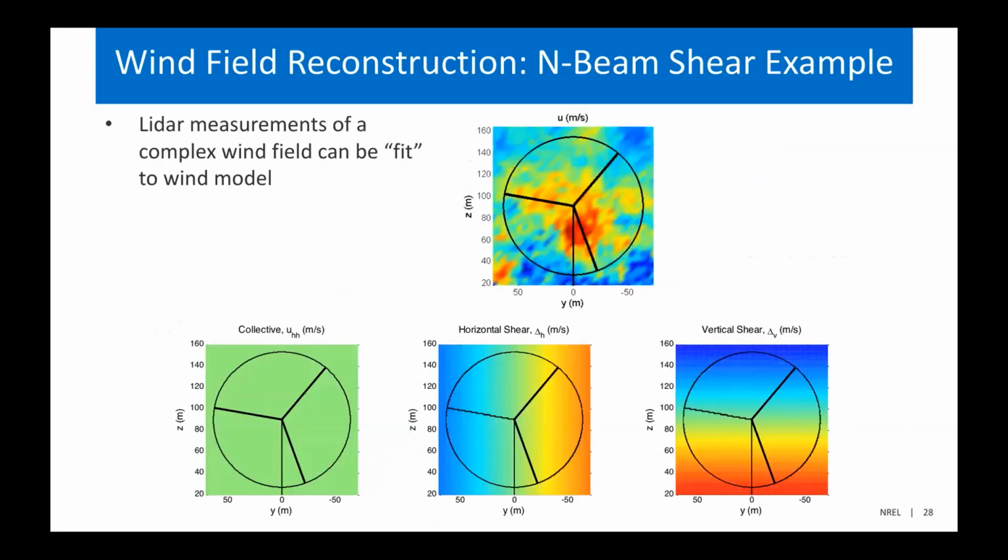So just to show what that might look like, say we have a complex wind field interacting with the turbine. We measure it at many different points with a LiDAR, and then we can fit that to a simple wind field model consisting of our hub height wind speed, and linear horizontal and vertical shear.